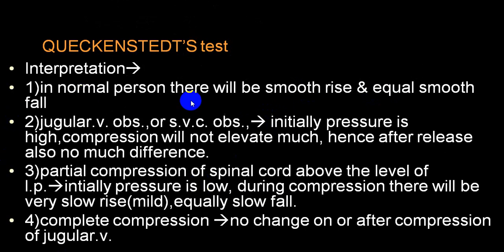Interpretation: in a normal person, there will be a smooth rise and an equally smooth fall. When you block or obstruct the jugular vein, if there is an obstruction in the jugular vein or superior vena cava, initially the pressure will be very high, and compression will not change any difference while compressing or releasing the internal jugular.